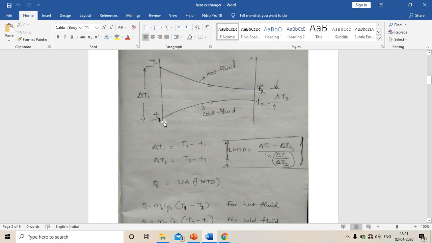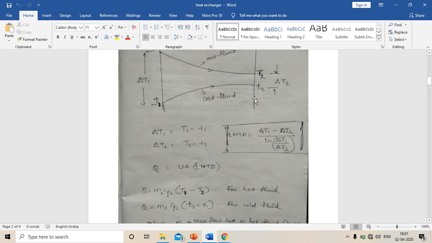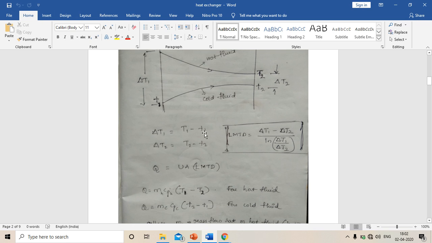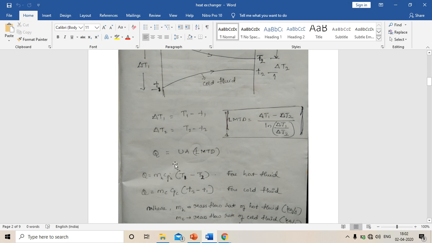We can observe here the temperature difference at the entry is more, and at the exit it's very less, almost near to the hot fluid outlet temperature. The difference between hot fluid entry and cold fluid entry temperature is delta T1, and hot fluid exit and cold fluid exit temperature difference is delta T2. So here I have given that.